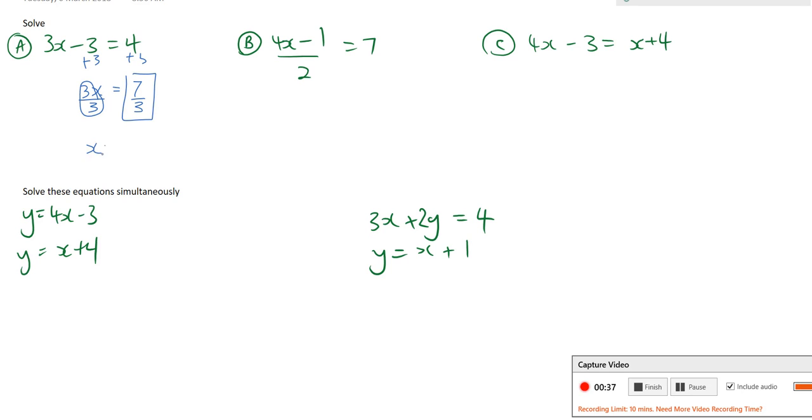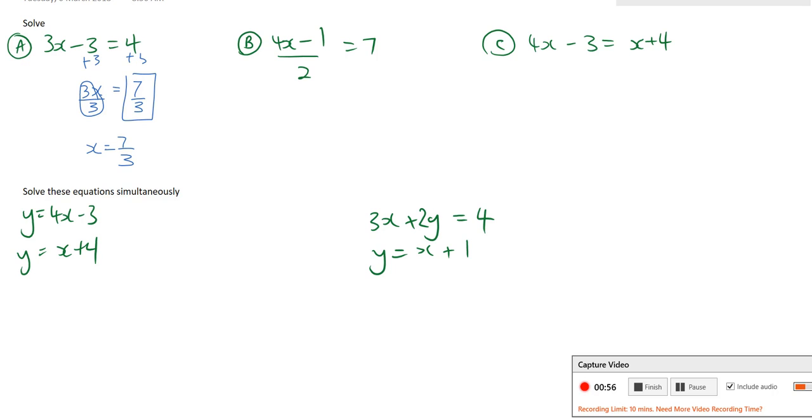I could just leave it as that, unless the context says give me the nearest whole number, or it's talking about dollars and cents or something along those lines. Then you can just leave it like that. Okay? Next one.